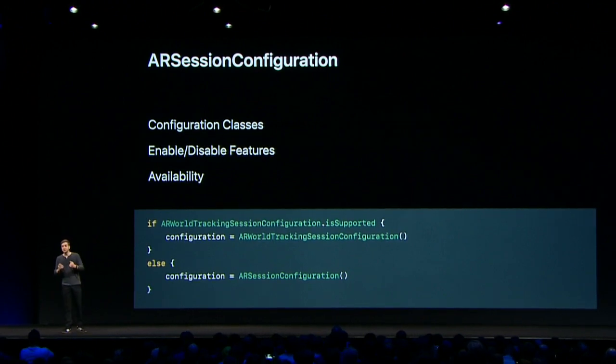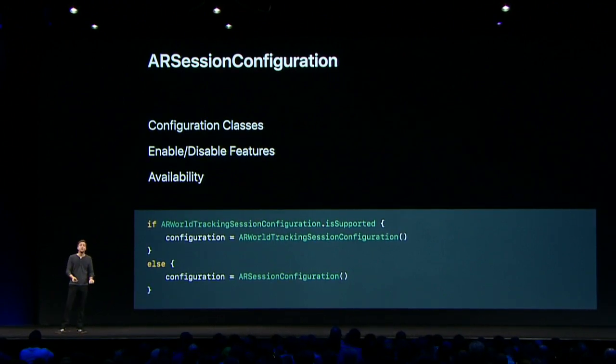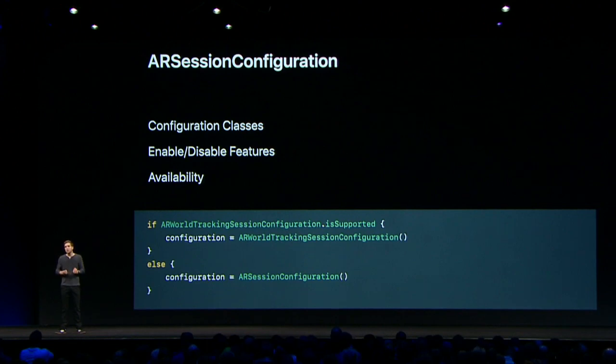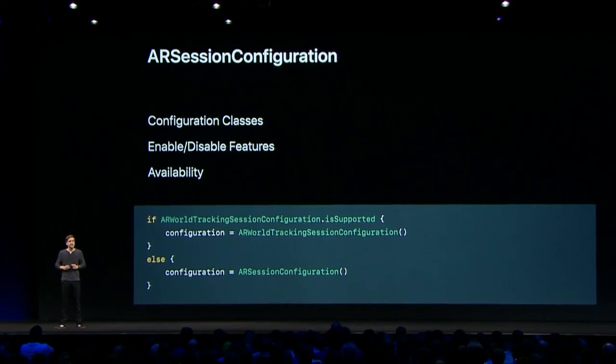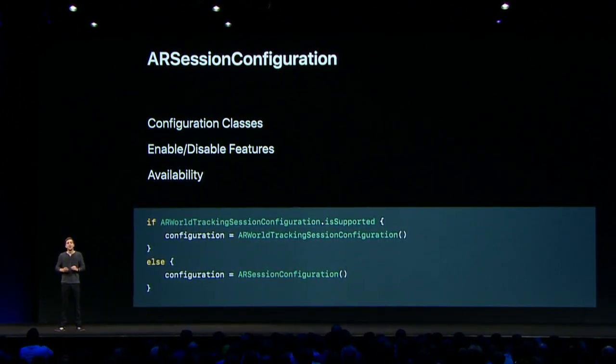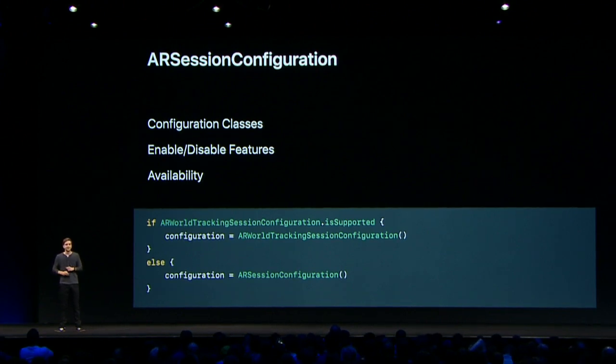With this, you can then use your world tracking session configuration or fall back to the base class, which will only provide you with 3 degrees of freedom. It's important to note here that because the base class doesn't have any scene understanding, functionality like hit tests won't be available on this device. So we're also going to provide a UI required device capability that you can set in your app so that your app only appears in the App Store on devices that support world tracking.